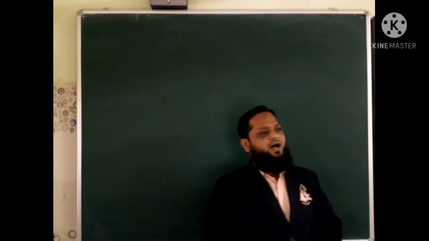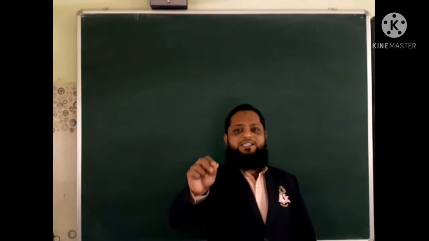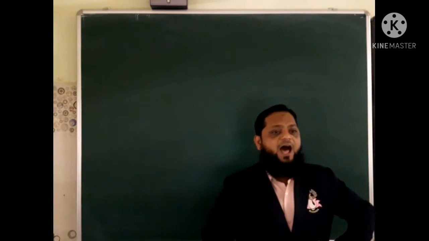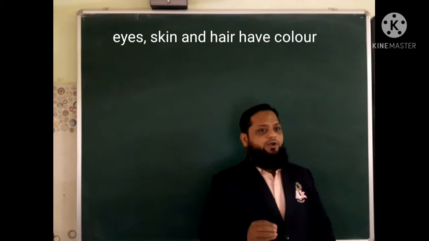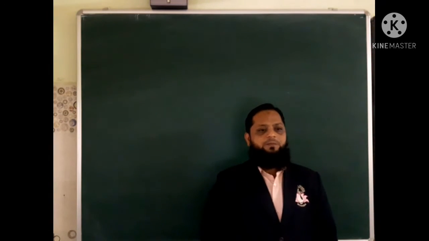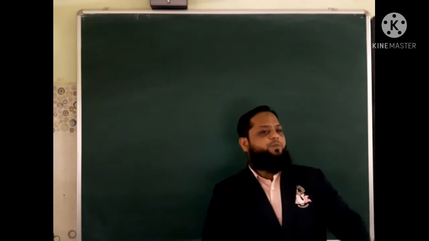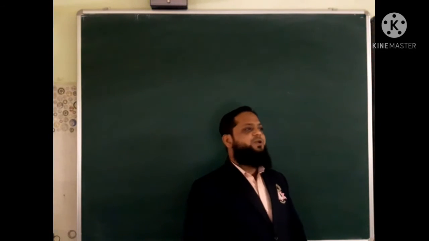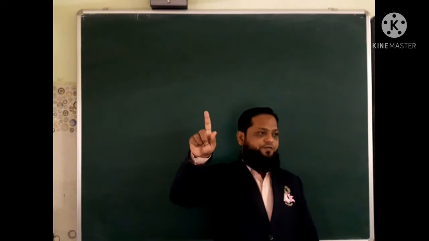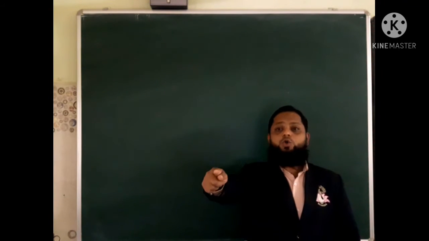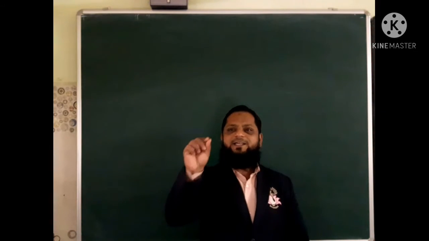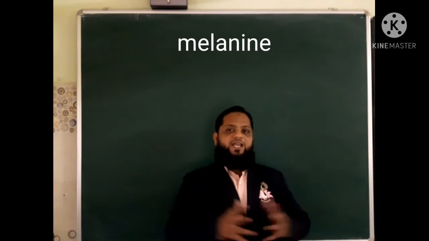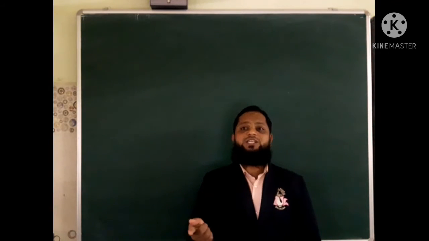You may listen to the word albinism. Albinism is a genetic disorder. In this disorder, eyes, skin and hair get their color from the brown pigment melanin. In this disease, the body cannot produce the melanin pigment, and due to its absence, eyes, hair, and skin lose their color. A single gene that is responsible for producing the brown pigment melanin becomes defective. That's why it is said to be a monogenic disorder.